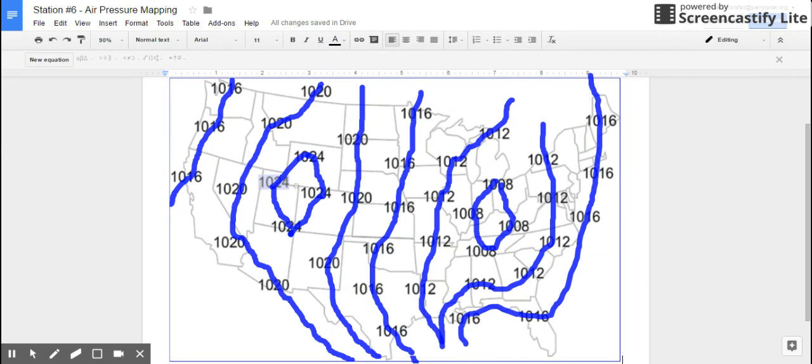I know that this area in the middle of this circle isobar has to be a high pressure area of 1024. Since it's the highest pressure on this map relative to all the other numbers, I'm going to go ahead and label this with a blue H. Now, blue H's signify high pressure areas.